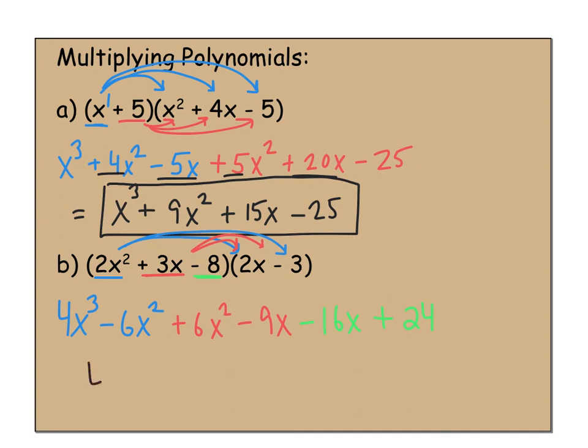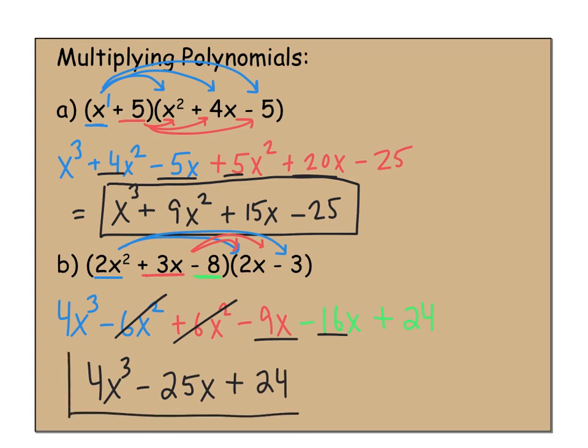So we have a 4x to the third, a minus 6x squared and a plus 6x squared are going to cancel each other out. The minus 9x minus 16 more would be a minus 25x. And the constant term is just a plus 24. Okay, so here we go. We kind of multiplied these out. We got ourselves a new polynomial.